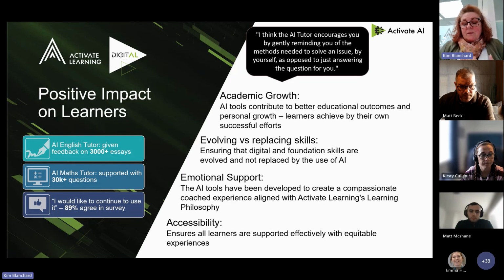AI provides an emotional support system because it's available when the tutors are not around, and that coaching approach is a very compassionate process. And again, we can make that available because we use Canvas as our underpinning platform. And we started from an accessibility viewpoint for our online learners, which has enabled us to push this out across our whole organisation.